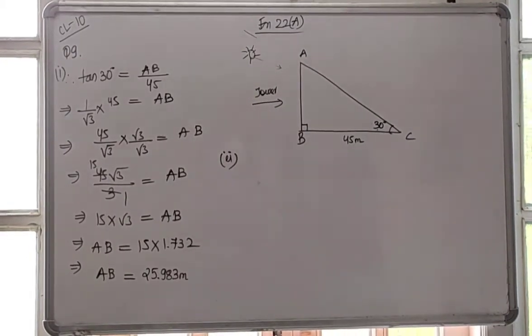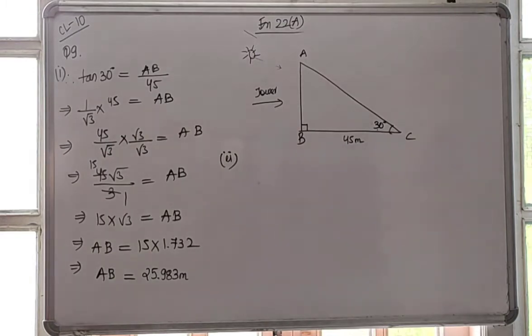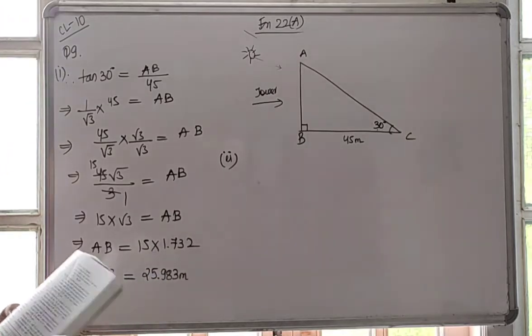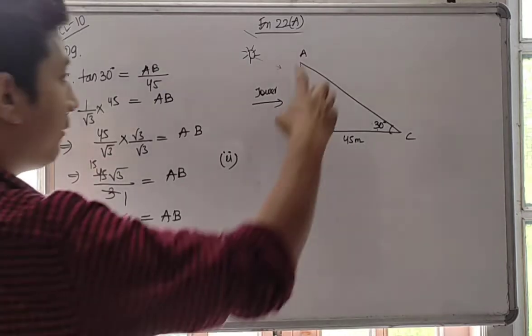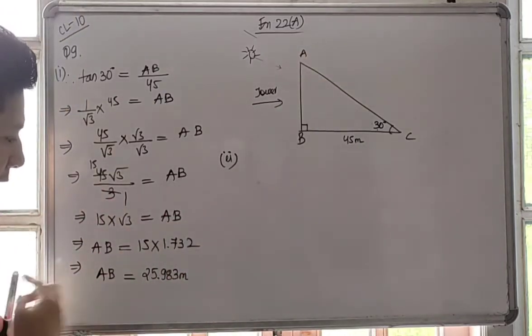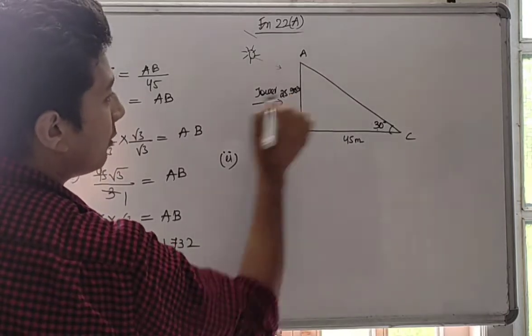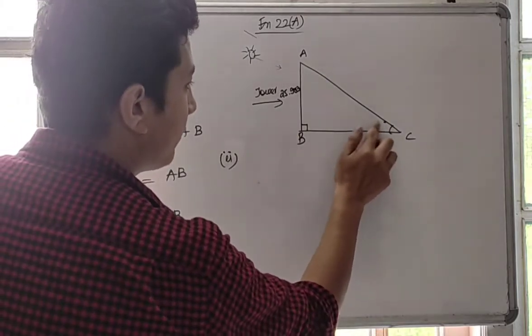All right, boys, I hope you got the answer as 25.983 meter, which is the height of the tower. Okay, now the part 2, the question says, for the same tower, calculate the length of the shadow of the tower when the sun's altitude is 45 degree. So when the sun's altitude is 45 degree, we need to calculate the length of the shadow. By the way, what did we get as the height of the tower? The height of the tower is 25.983 meter.